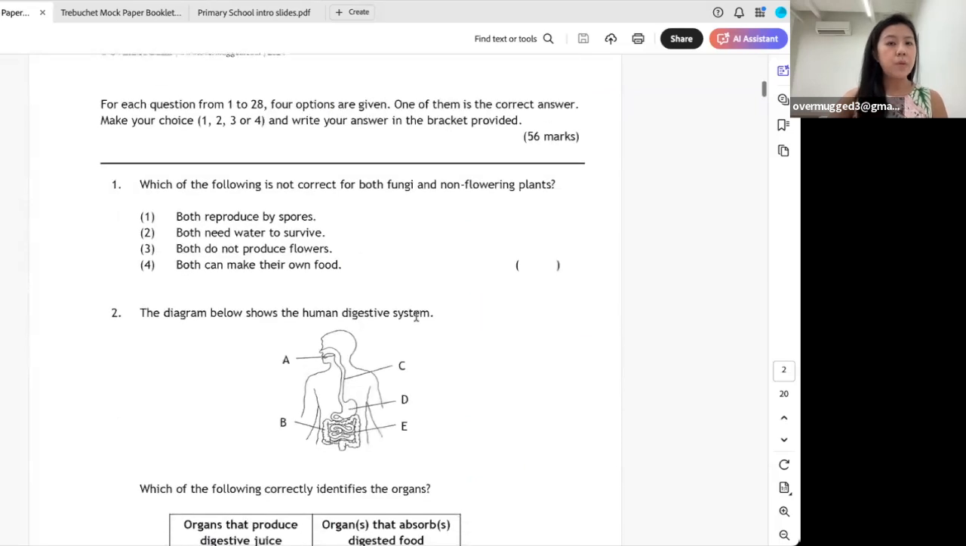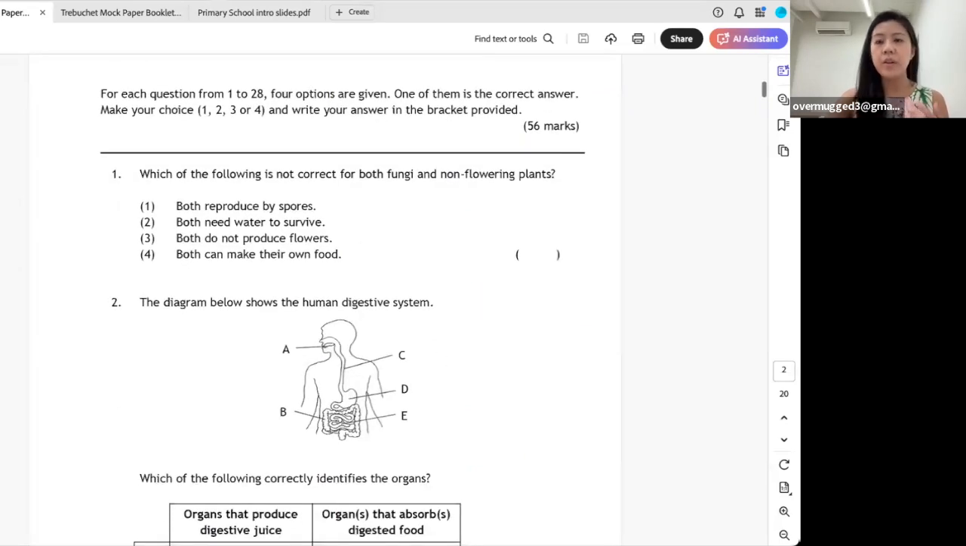So for our booklet A, first question, I will be doing quite a bit of highlighting and annotating. If you have not done it when you were doing this as a practice paper, it's good to add this on now as part of your revision, okay? So for question 1, which of the following is not correct for both fungi and non-flowering plants? It's always good to highlight out the keywords when you are doing a science paper because the questions can get very wordy at times, okay?